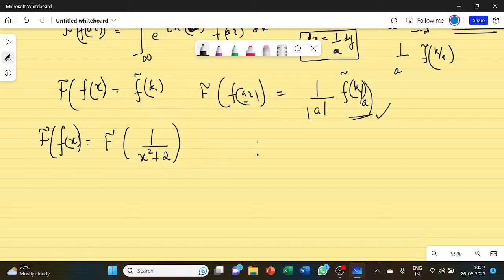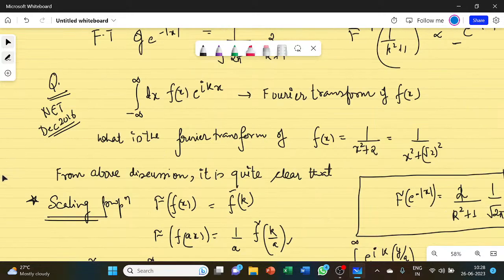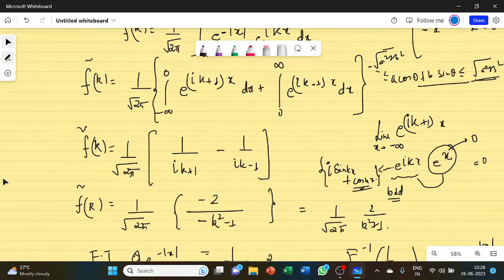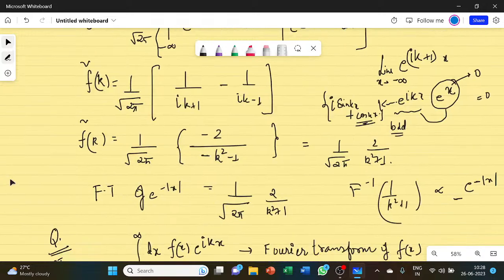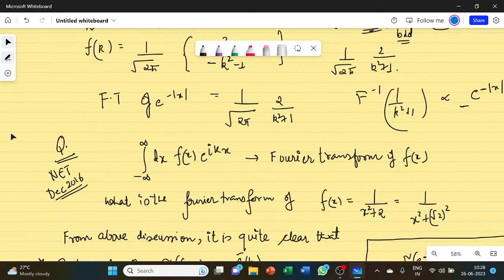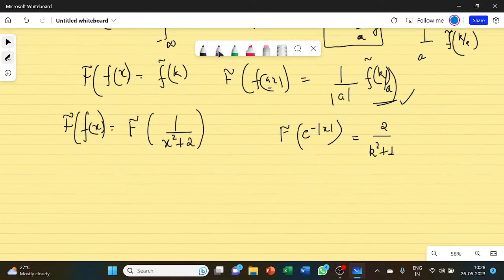So we know that the Fourier transform of e to the power minus modulus of x was, if you use 1 upon root 2 pi, it's fine. If you don't use it, then it is 2 upon k square plus 1. This is how I think the answer was. If you remember, let me show you. Here it was. So if you want to use 1 upon root 2 pi, it's up to you. If you don't want to use it, then it is 2 upon k square plus 1, because the definition says so, and therefore I'm not using it. So I'm just using 2 upon k square plus 1.